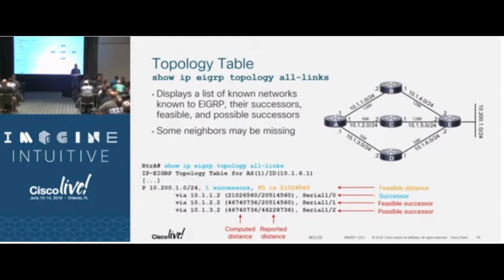Quick answer, split horizon, right? If your neighbor doesn't tell you the network, or if it advertises it back to you as unreachable, you just drop it from the topology table immediately. Don't get scared if you don't see all your neighbors for a particular route. Those that are using you as their next hop, if they run split horizon, they won't show up. That's okay, that's normal.